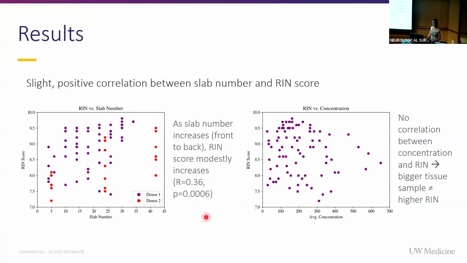And just in case you might be thinking, maybe you were taking larger samples as you were going along, it could have to do with RNA concentration. Well, we just tested that using an RNA concentration versus RIN score scatter plot. And as you can see, there's no clear trend here, which is good news because that means if we take a slightly larger piece or a slightly smaller piece, it's not influencing our RIN.